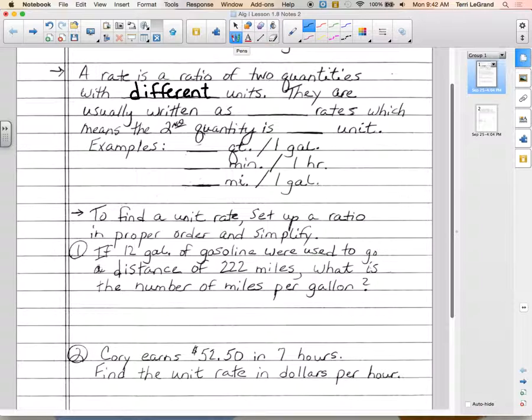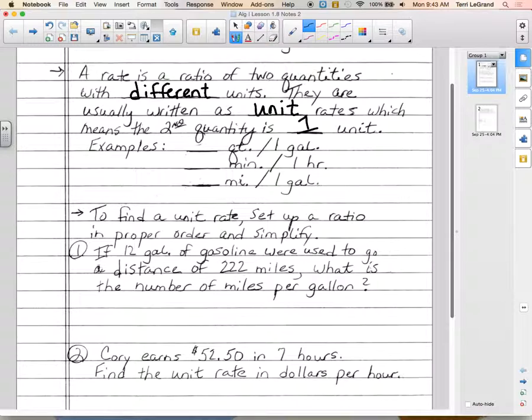We're not comparing miles to miles. We're not comparing dollars to dollars. We're comparing two things that have different units involved. And they're usually written as unit rates. So we don't typically talk about how much somebody makes per every 3 hours that they work. How do we typically talk about it? Per hour, or how much somebody gets paid per month. We don't talk about it in bigger units. We talk about it as unit rates. So when we talk about unit rates, the second quantity is 1 unit.